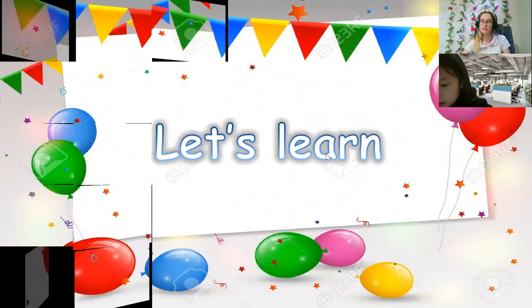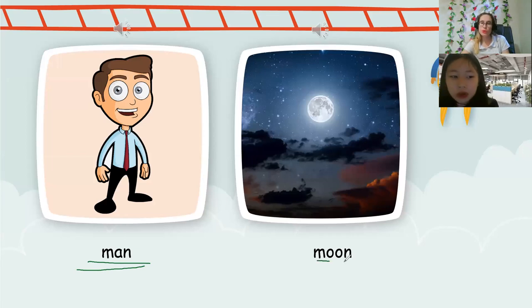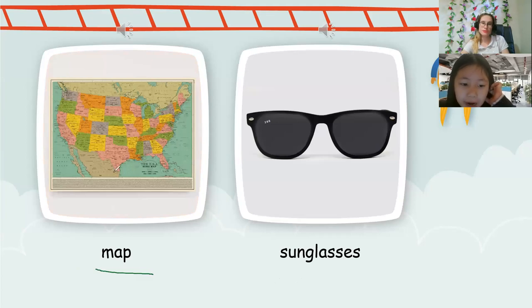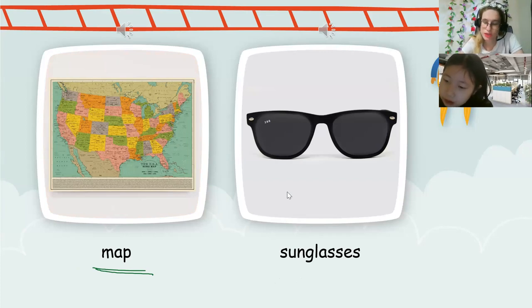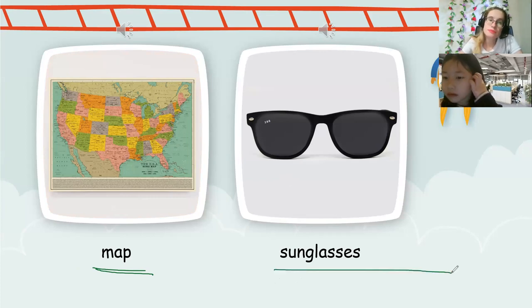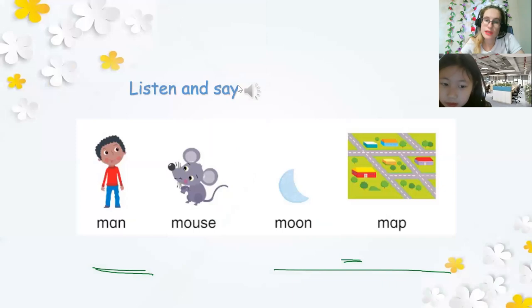Let's learn. Okay, the first one. Moon. Good job. Map. Map. Good. Sunglasses. Sunglasses.